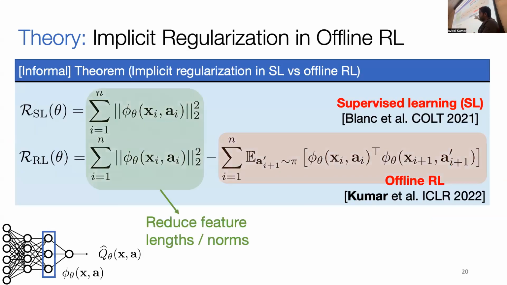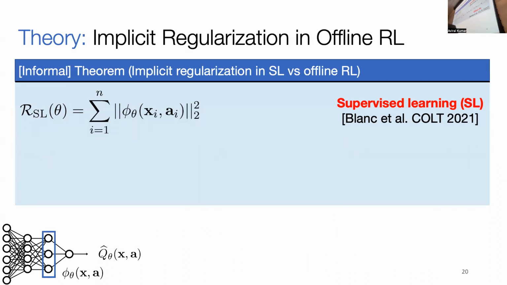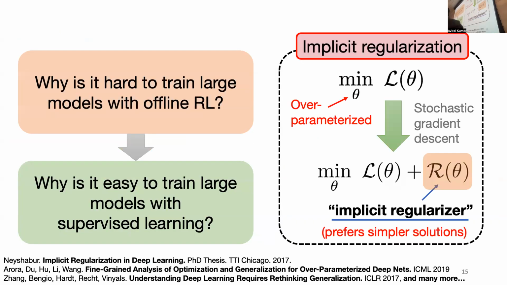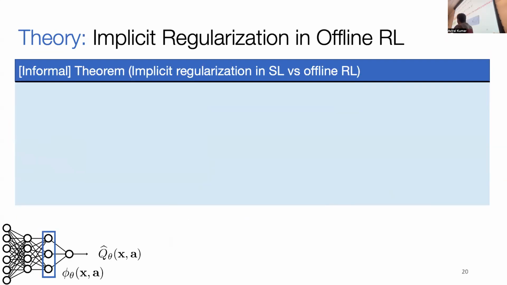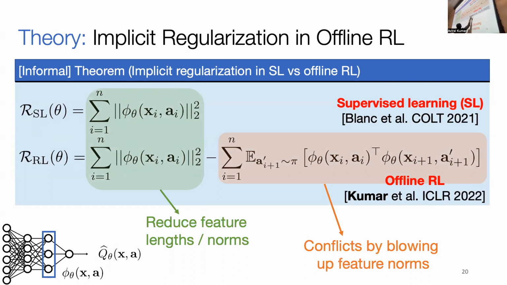But now, if you look at what this term does, it looks like a dot product between two vectors, phi theta of xi ai and phi theta of xi plus 1 ai plus 1, and you have a negative sign in front of this. Remember the equation from before: you were trying to minimize the regularizer when you run SGD on that loss. So equivalently, here you will be trying to minimize the RL regularizer. What does that mean for the second term? It means I'm going to maximize the second term because there's a minus sign in front of it. That means I'm going to maximize the dot product of features at xi ai and xi plus 1 ai plus 1.